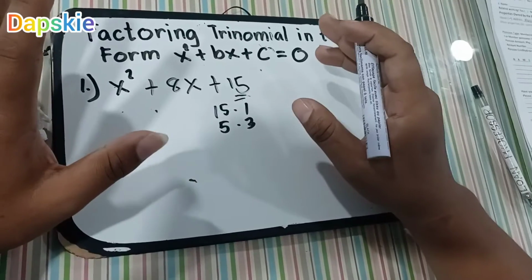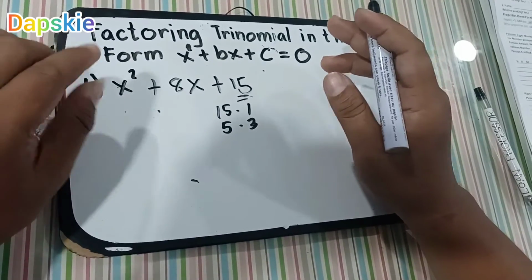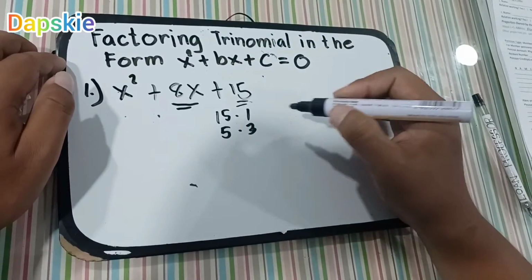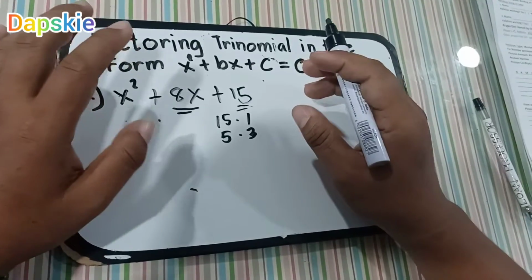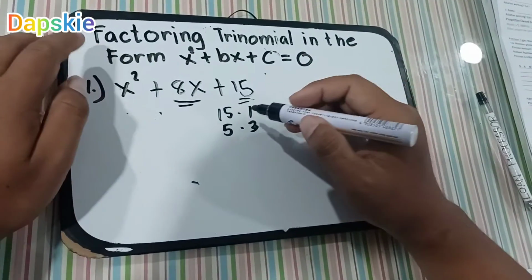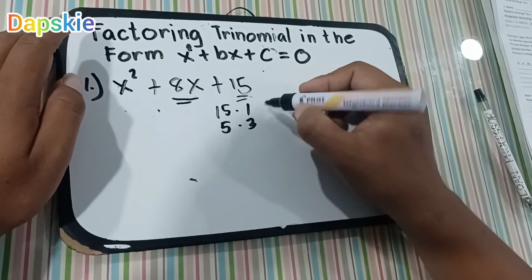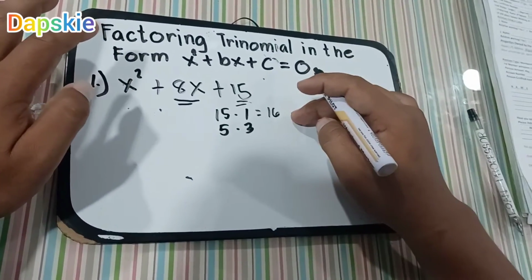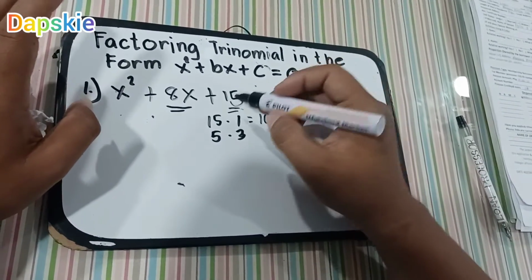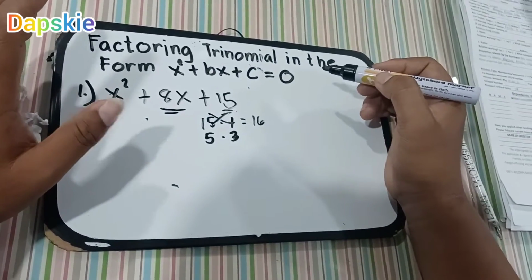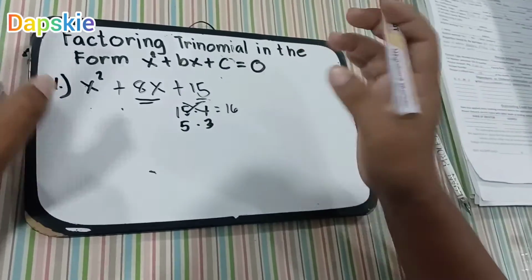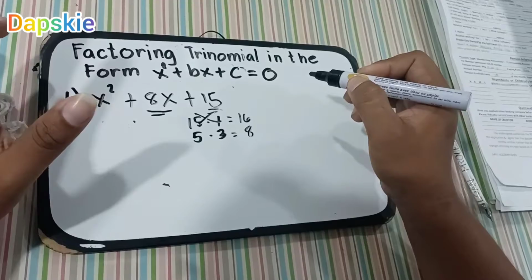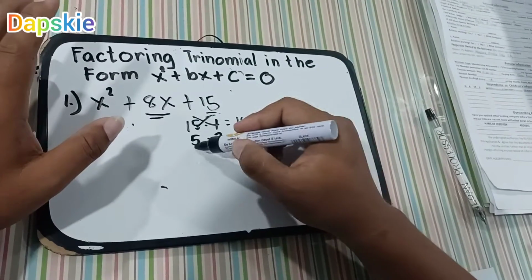After that, make sure that when we add the factors, the result is the second term. Our second term is 8. So 15 plus 1 becomes 16. Since we are looking for 8 and the answer is 16, they are not equal, so this is not the factor we will use. Now, how about 5 plus 3? That is 8. Since we are looking for 8, this is our factor.